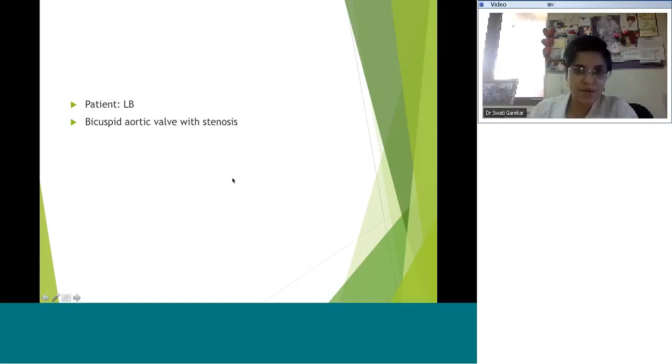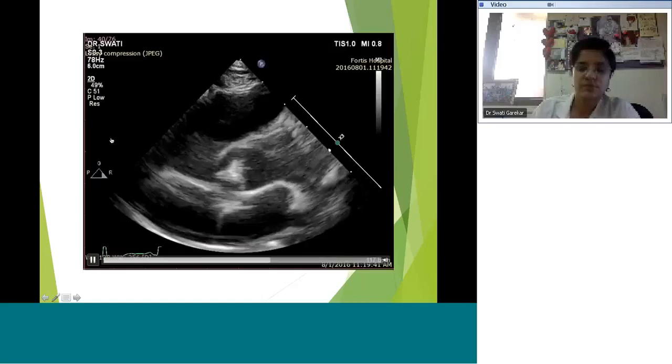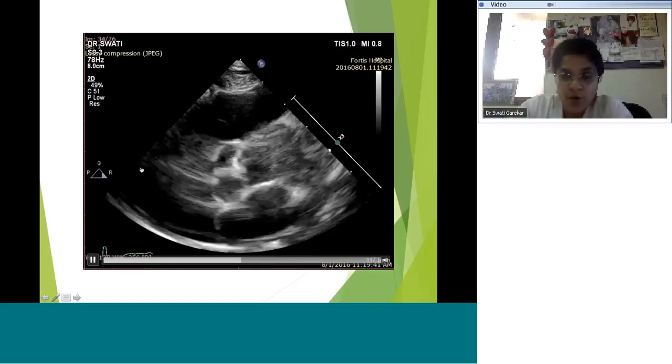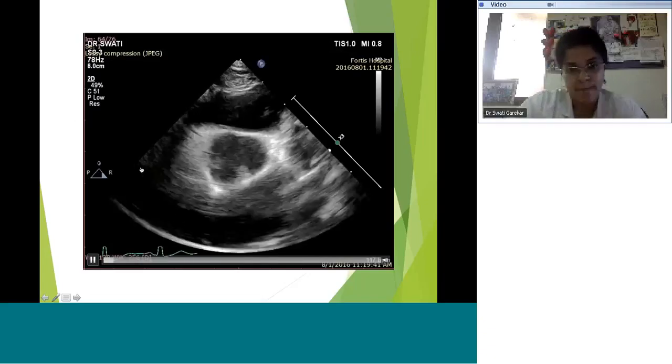We'll move on to the next cases. We've got 20 minutes. The next is a common situation that we encounter, which is aortic valve stenosis. This patient is a 5 or 6-year-old boy, and as you're aware, bicuspid aortic valve is the most common CHD, not aortic stenosis.